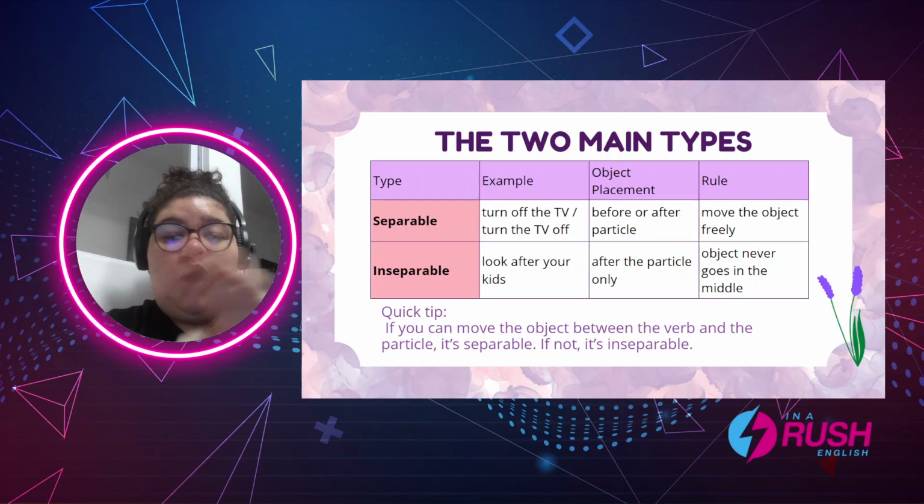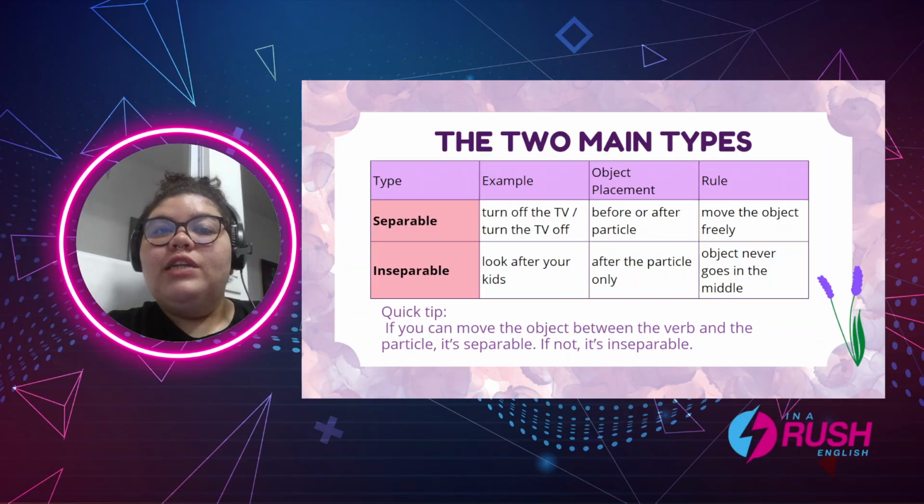Quick tip for you. If you can move the object between the verb and the particle, it's separable. If not, it's inseparable. So you are going to try to move. And if it changes the meaning, or if it doesn't make much sense, probably it's not separable. Okay?